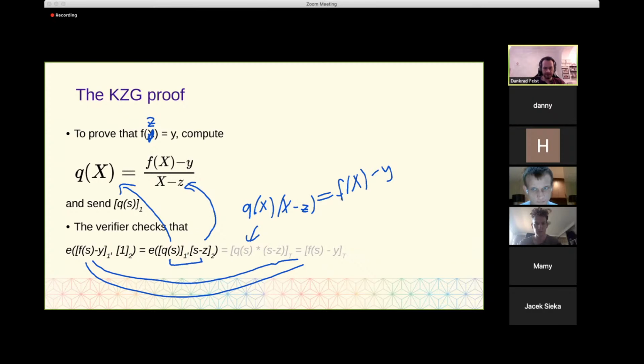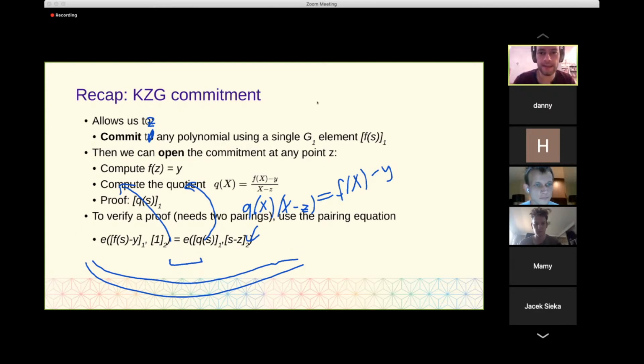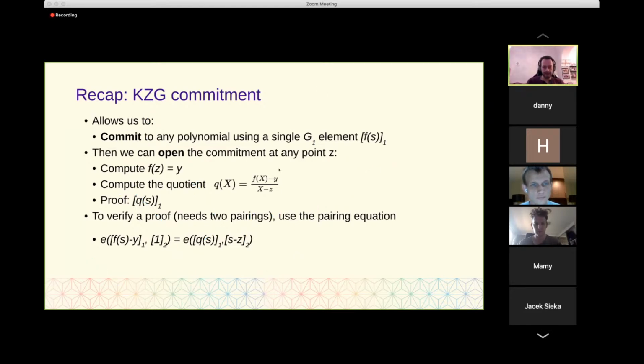So this is basically the summary slide. I'll just quickly go over it. This is just a recap. In the KZG commitment scheme, you commit to any polynomial using a single G1 element. What's a G1 element? If you serialize it, it's a 48 byte blob, basically. And to take it back to the beginning, a commitment to a polynomial was a commitment to block data divided up into points.